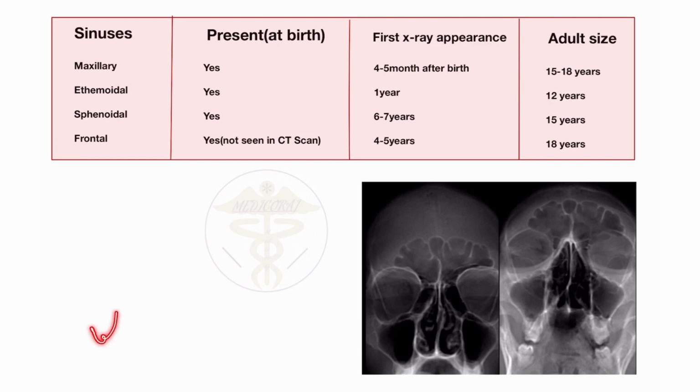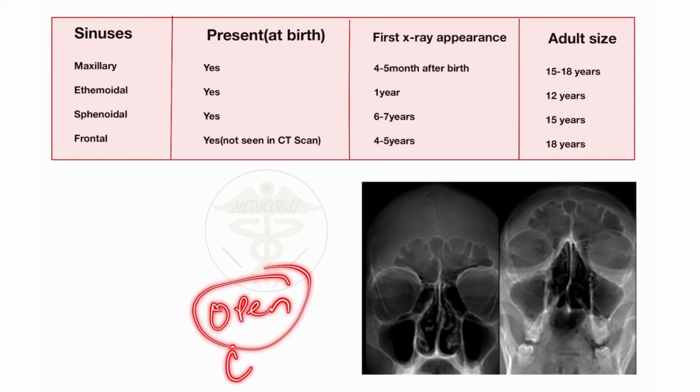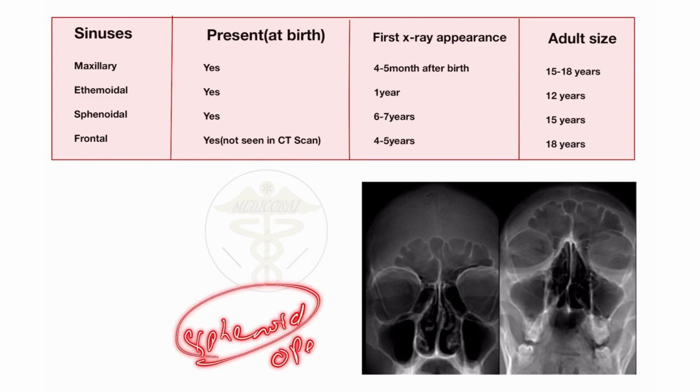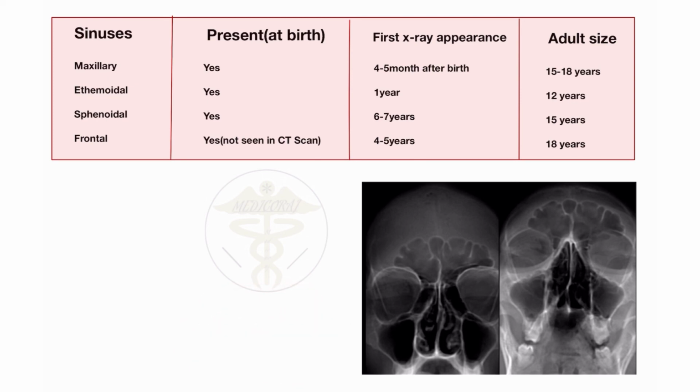But when you ask the patient to open the mouth, sphenoidal sinuses are visible in the open mouth X-ray. But when you see the X-ray of the closed mouth of the patient, then you will not see the sphenoidal sinuses. So please learn, sphenoidal sinuses are only visible in the open mouth X-ray. But maxillary sinuses, ethmoidal sinuses and frontal sinuses are also visible in the closed mouth. So please learn this difference.